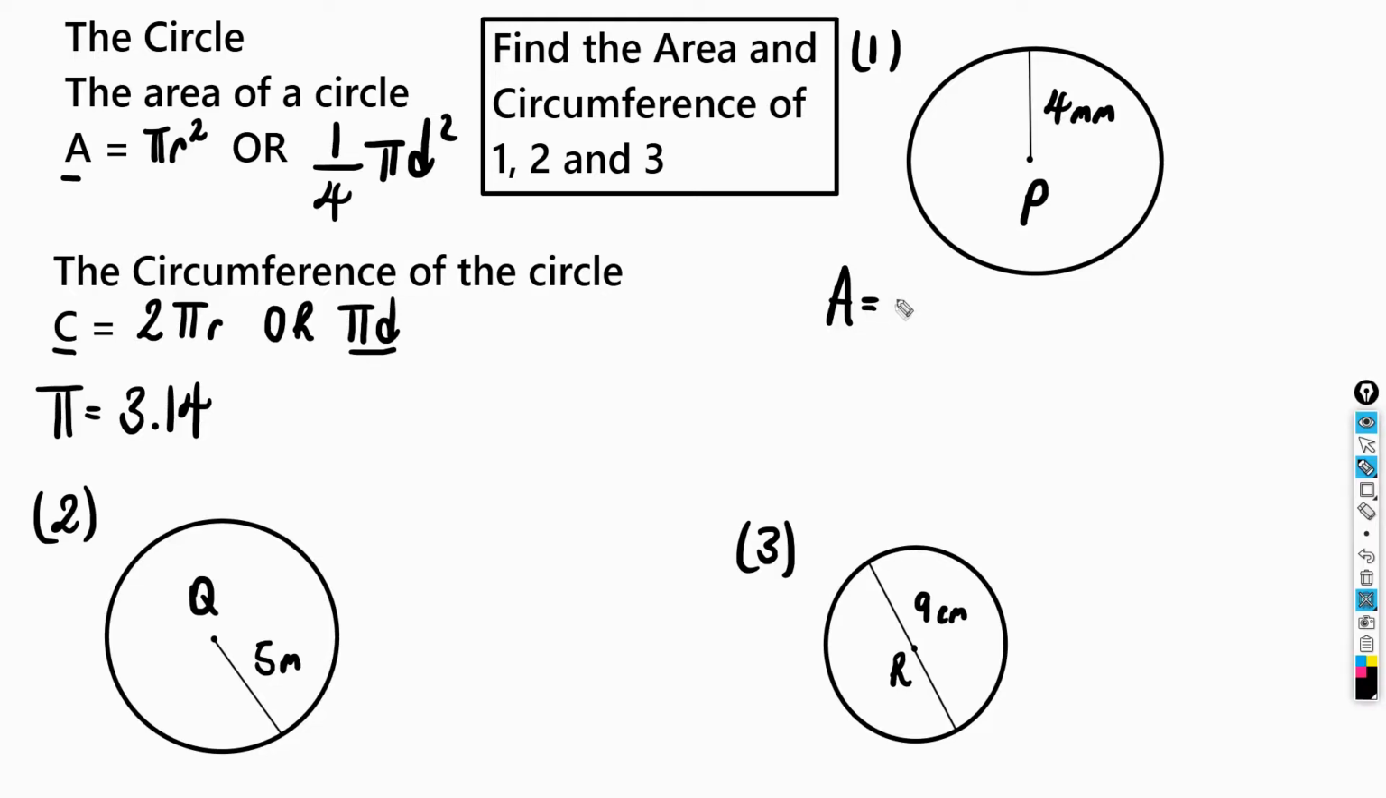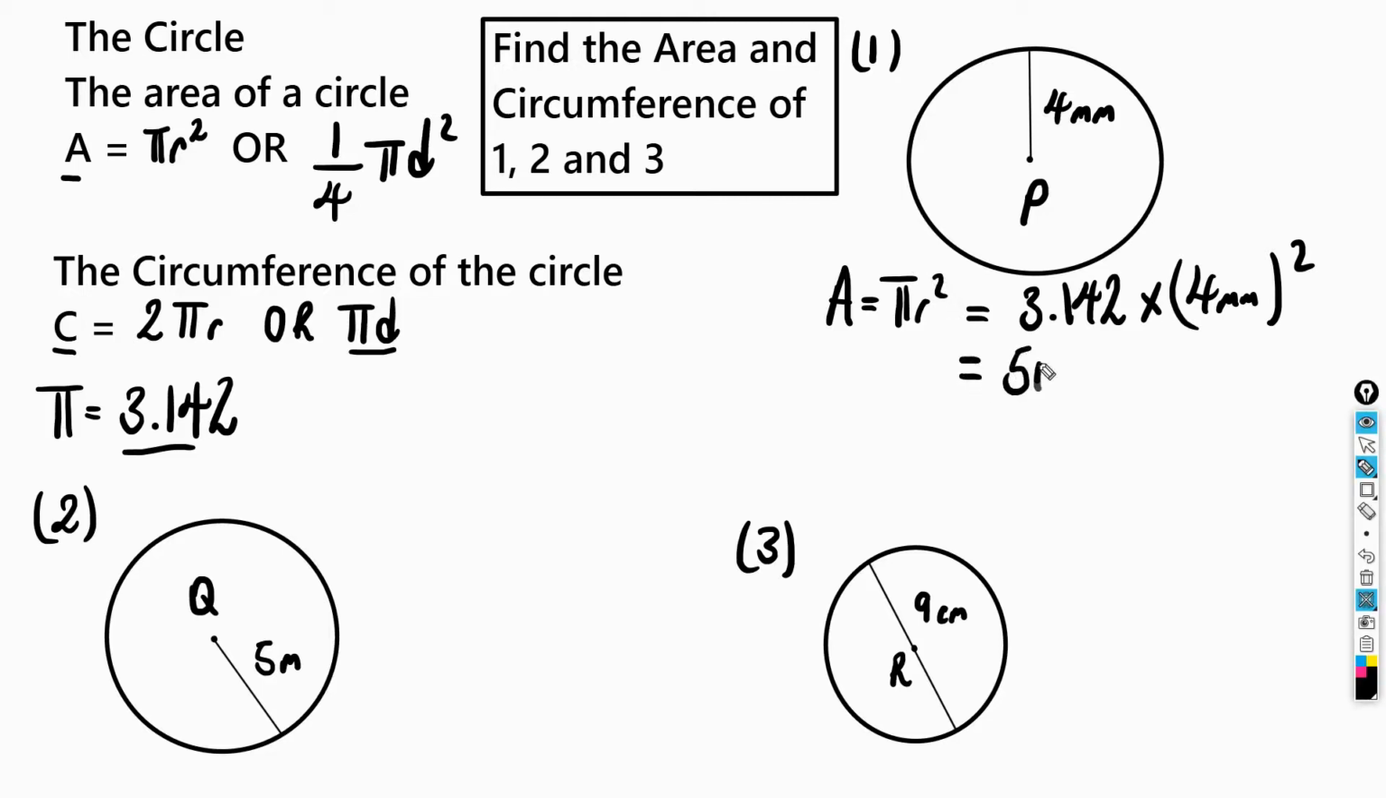So the area is equal to pi r squared. We're going to use pi as 3.142, so this is equal to 3.142 multiplied by 4 millimeters squared. We put that in our calculators, and the answer we should get is 50.27. I'm going to leave the answer in 2 decimal places, so it's 50.27 millimeters squared.